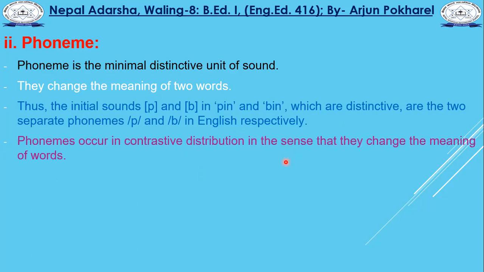Okay, phonemes occur in contrastive distribution. Why? They are in contrastive distribution in the sense that they change the meaning of words. The distribution is contrastive. One contrasts in meaning with the other. That is, /p/ and /b/ are different because pin and bin are different words. Okay, they are contrastive. The rest, "in", is the same.